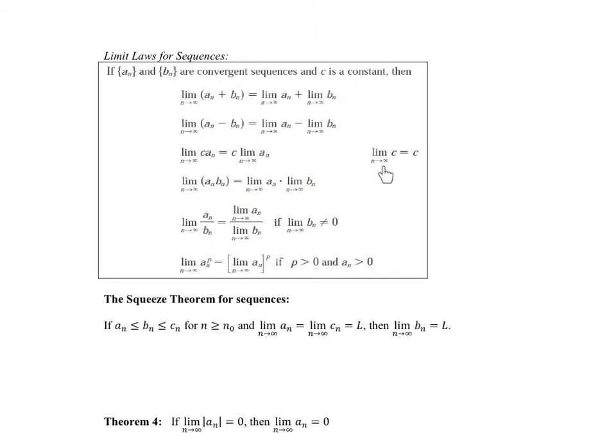The limit as n approaches infinity of a constant is just that constant. As n gets really large, nothing's changing; the constant is the output. We've got the product rule here, and the quotient rule here, of course, if the limit as n approaches infinity of b sub n is not equal to 0. That would be a problem. And then a power rule here, which applies if p, that power, is greater than 0, and a sub n is also greater than 0.